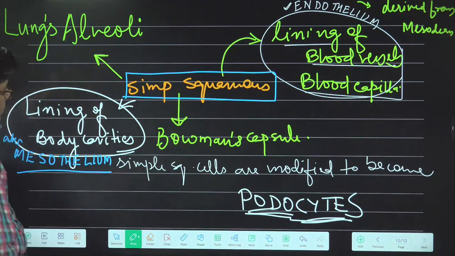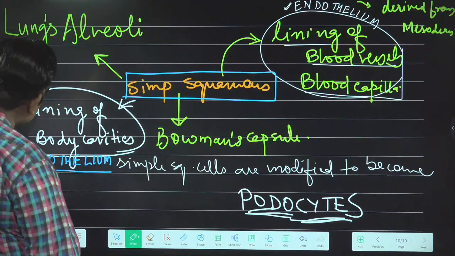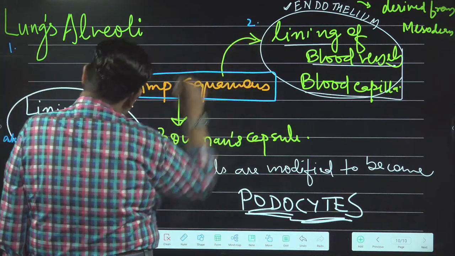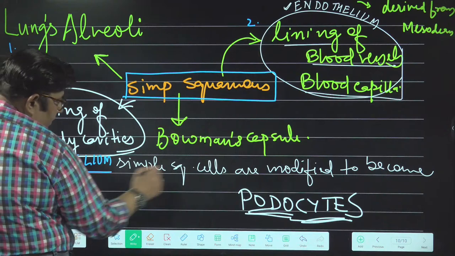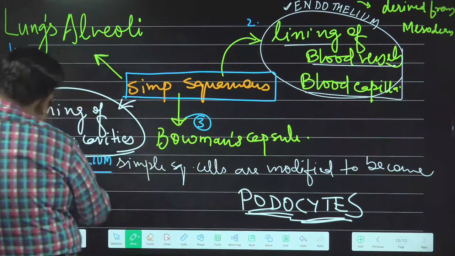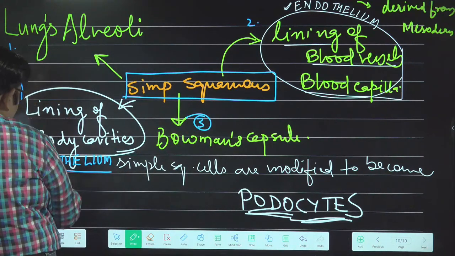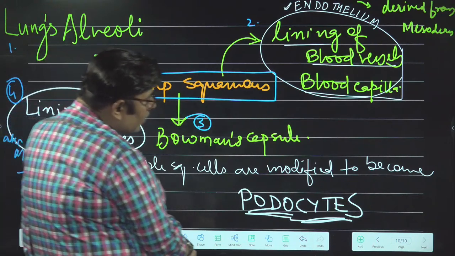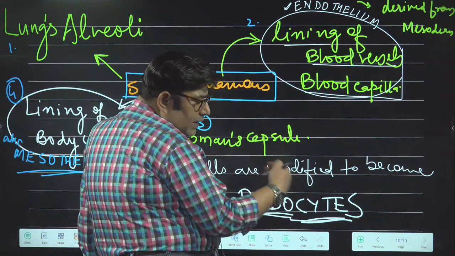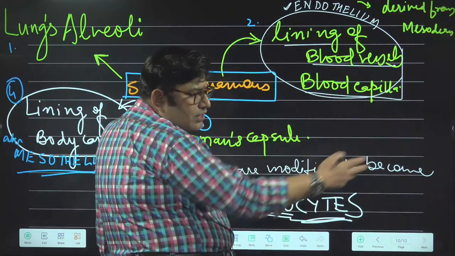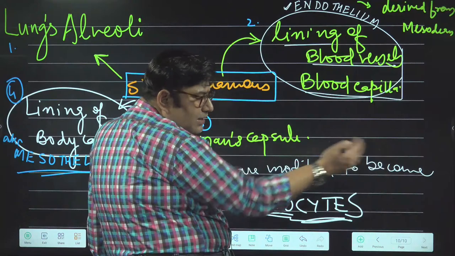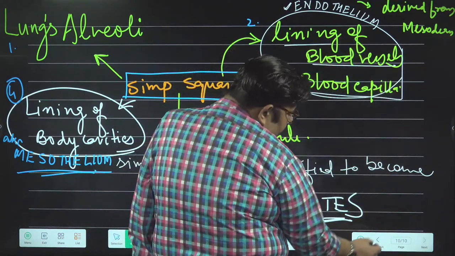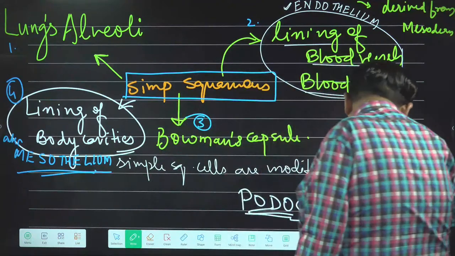Four examples we have learned here, so just remember the numbers. Number 1, 2, number 3 is this one we learned, and number 4 is the mesothelium. It is the name for the lining of body cavities. What type of epithelium is it? It is simple squamous epithelium. Okay, done. So that's about simple squamous epithelium, my dear children.